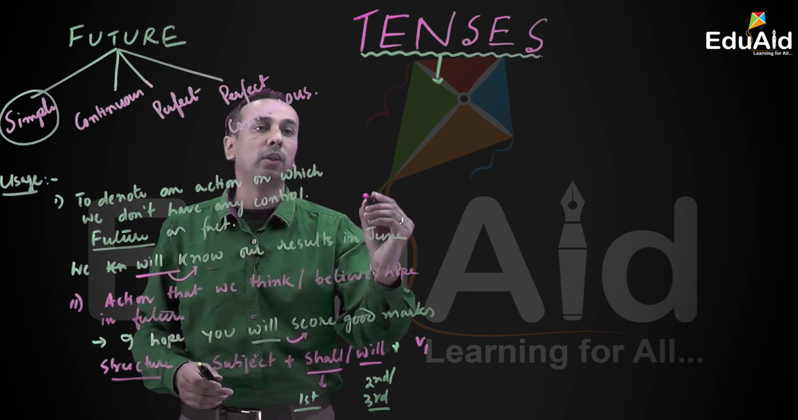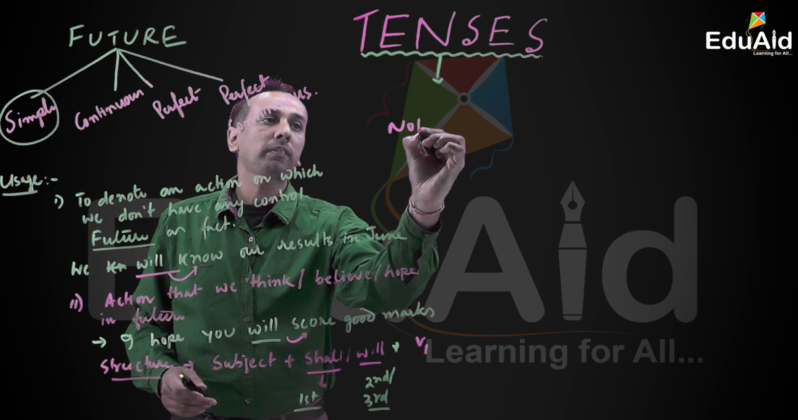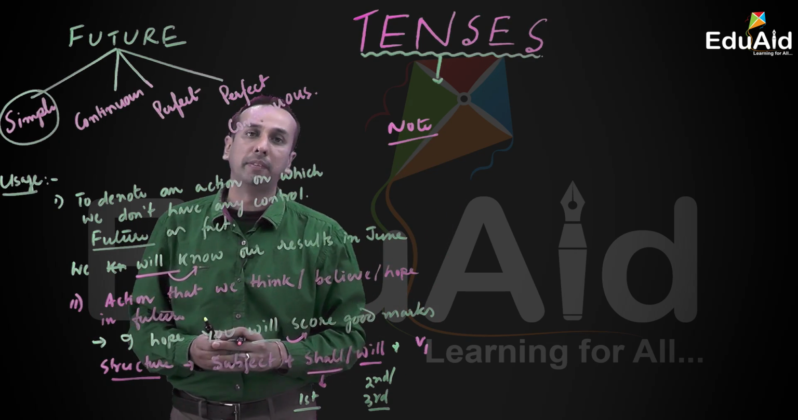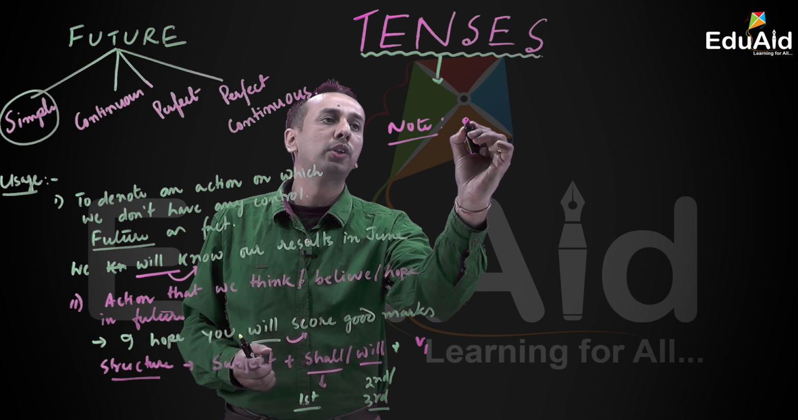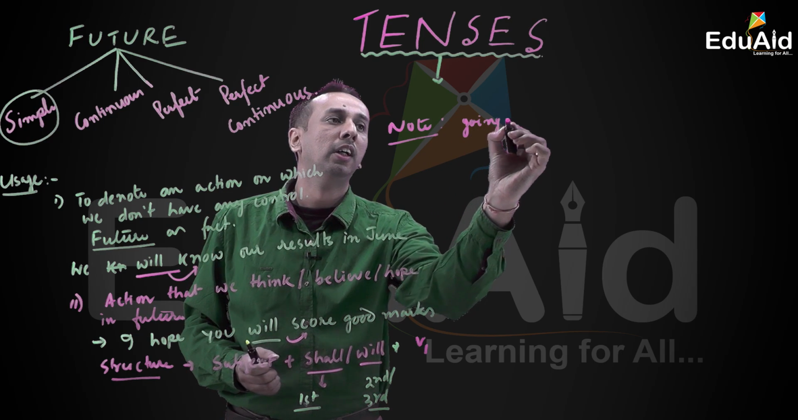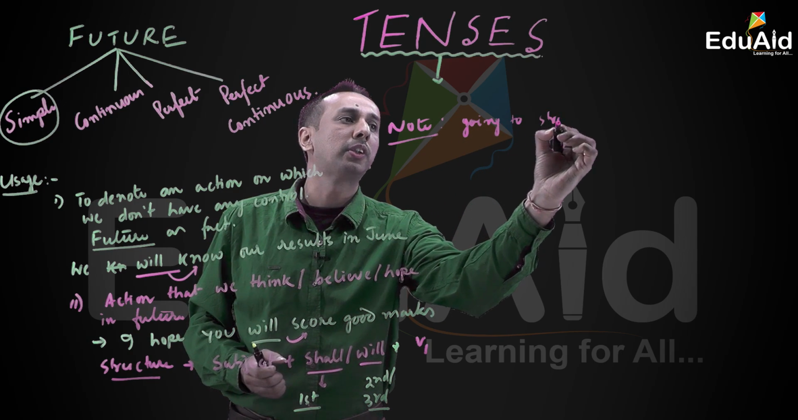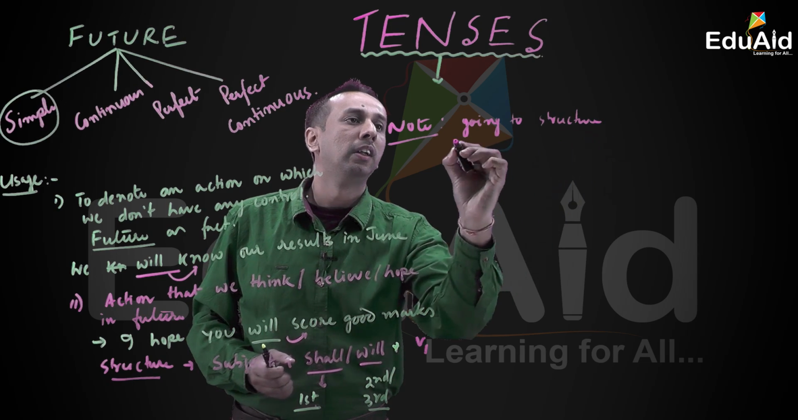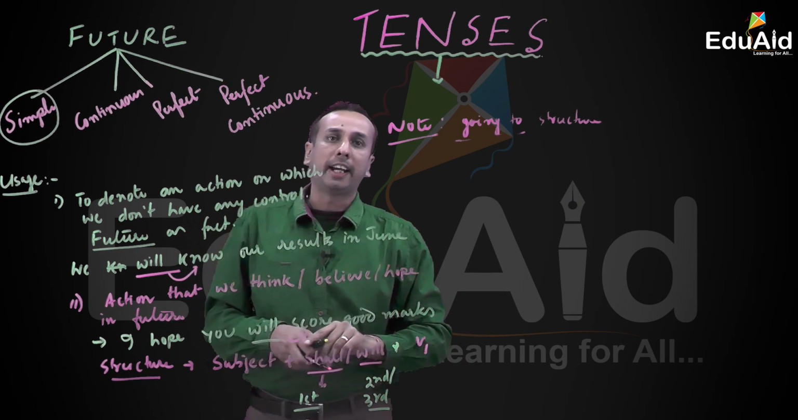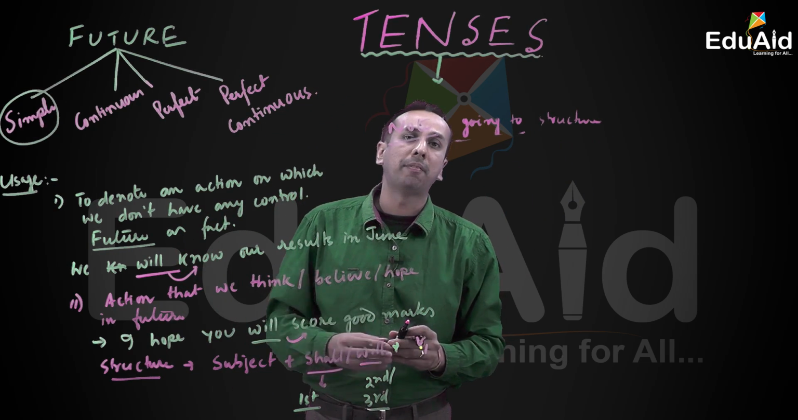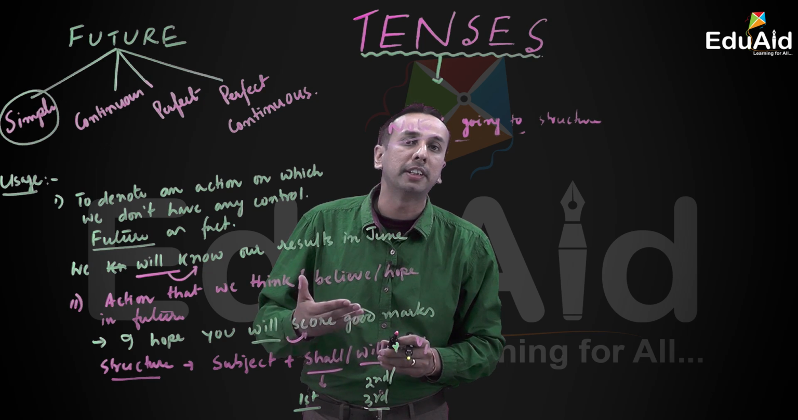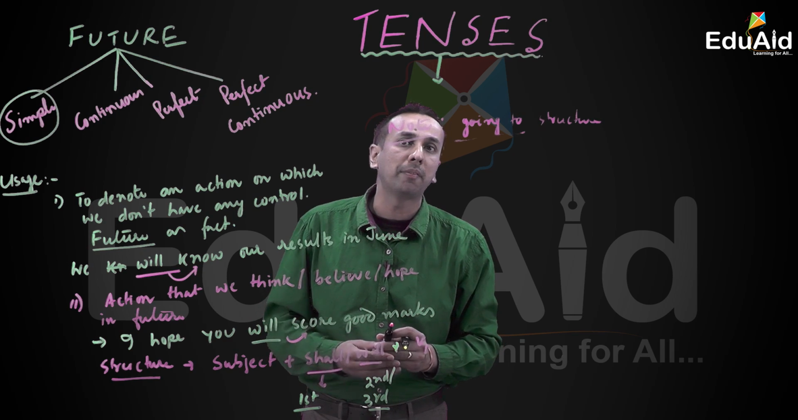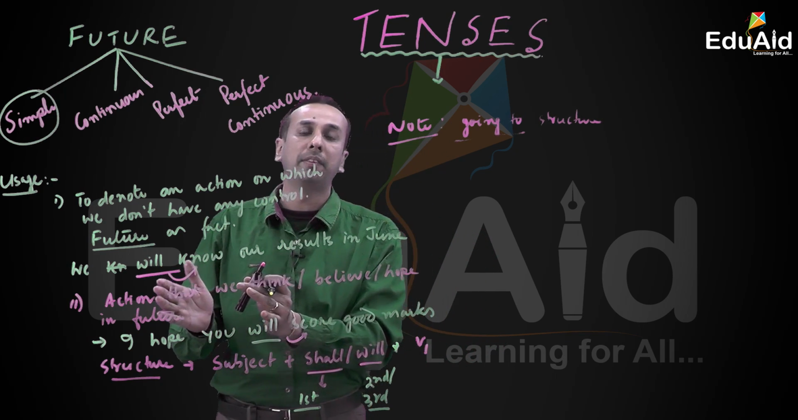Now one additional note to recall or remember, that we use the going to structure to denote an action that is likely to happen in future of which preparations have been made already.